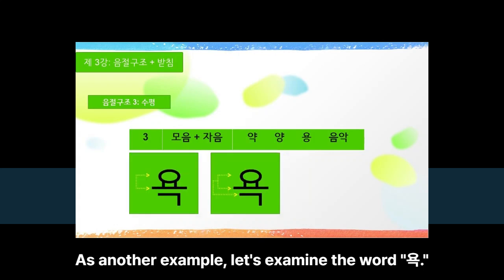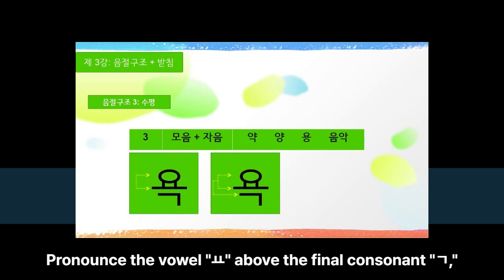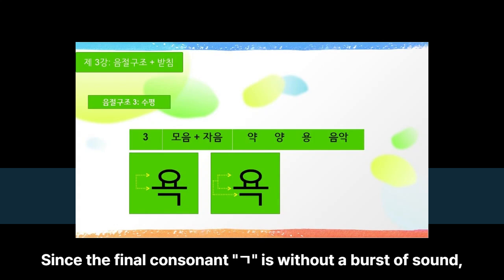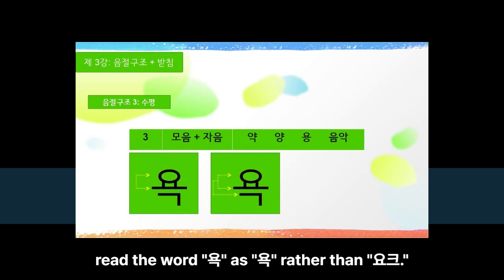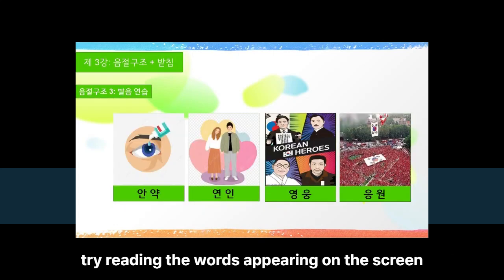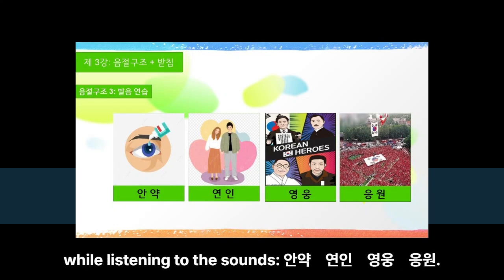As another example, let's examine the word, yoke. Pronounce the vowel, yo, above the final consonant, giyok, and read it simultaneously as, yoke. Since the final consonant, giyok, is without a burst of sound, read the word, yoke, as yoke, rather than, yoku. If you understand how to read the second syllable structure, try reading the words appearing on the screen while listening to the sounds.